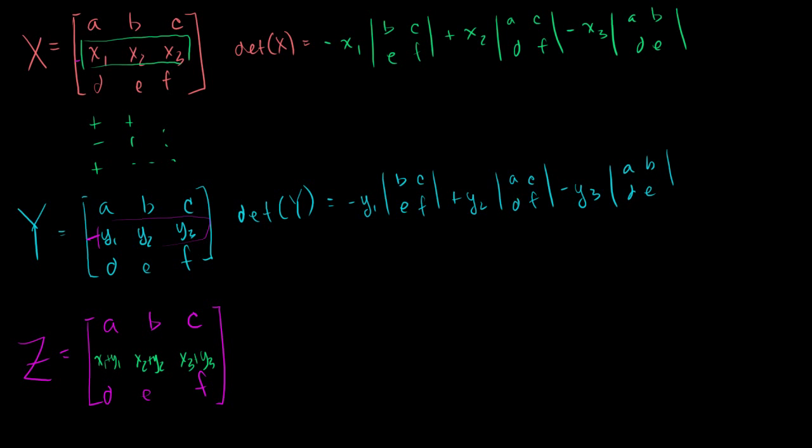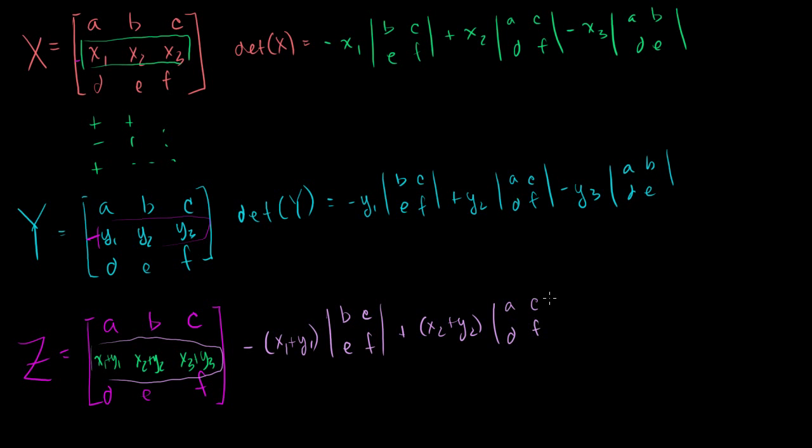Now what's the determinant of Z going to be? Well, we can go down this row right there. So it's going to be minus x1 plus y1 times its submatrix. Get rid of that row, that column. You get BCEF. Plus this coefficient, plus x2 plus y2 times its submatrix. Get rid of that row, that column. ACDF. And then you have minus this guy right here, x3 plus y3 times its submatrix. Get rid of that column and row, ABDE.